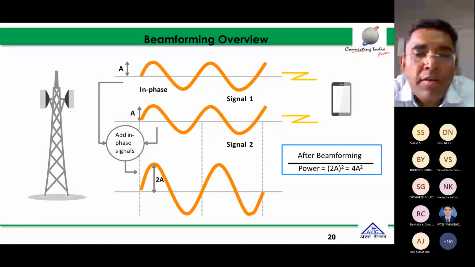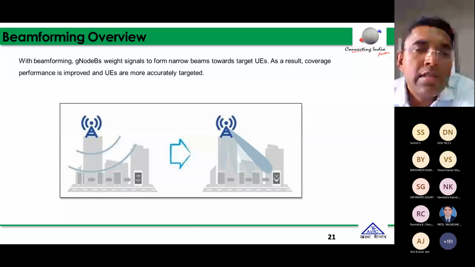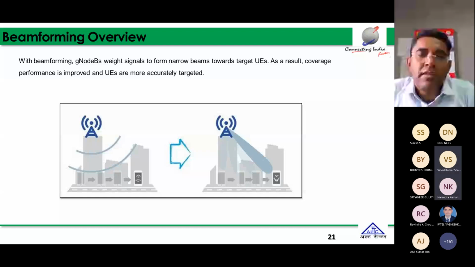What is beamforming actually? The main concept behind beamforming is the calculation of the antenna weight. What is the antenna weight? We will discuss. With beamforming, the gNodeB weights the signals to form a narrow beam towards the target UE. In one line, beamforming is the gNodeB weighting the signals in such a way as to form a narrow beam towards the target UE.